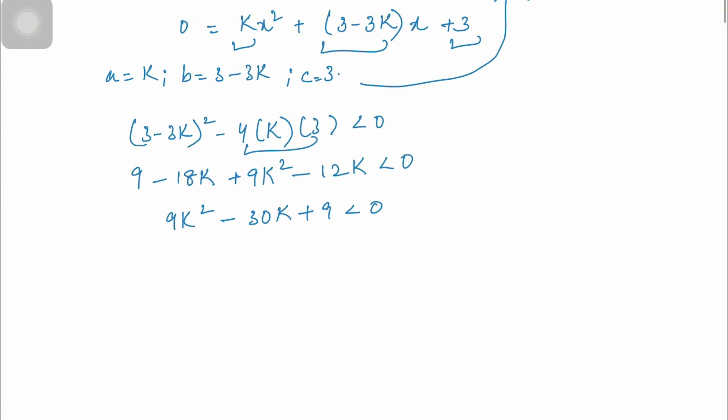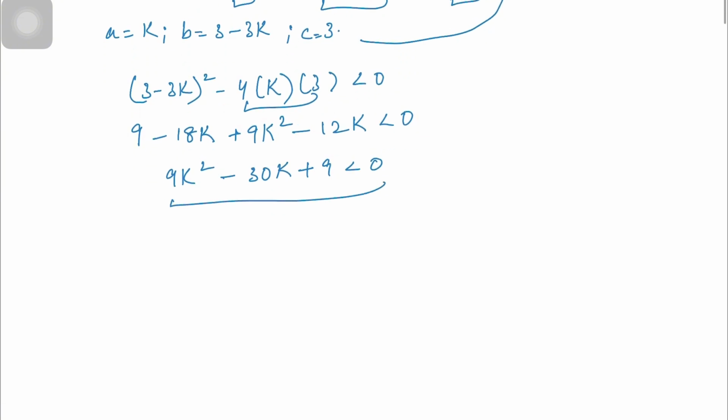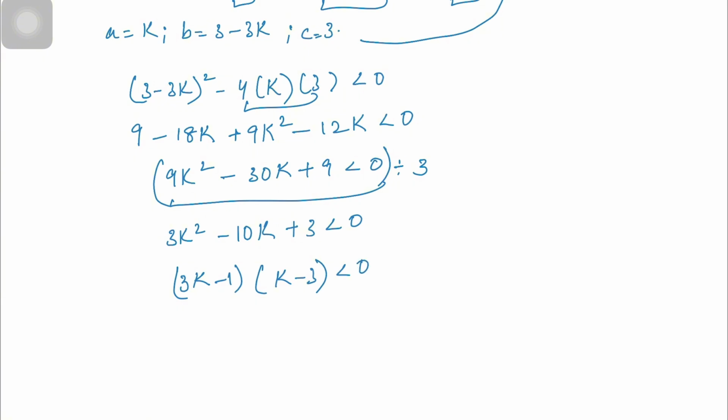We can divide the whole equation by 3. So we'll get our answer as 3k squared minus 10k plus 3 is less than 0. Now we can use the calculator and get our answer. We'll get (3k minus 1) and (k minus 3), which is less than 0. So we'll get k equals 3 and k equals 1 over 3.